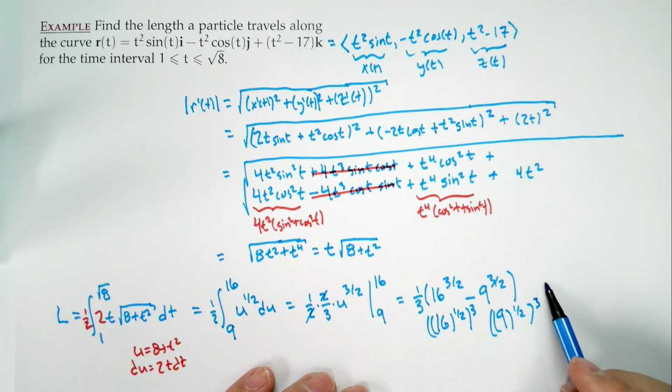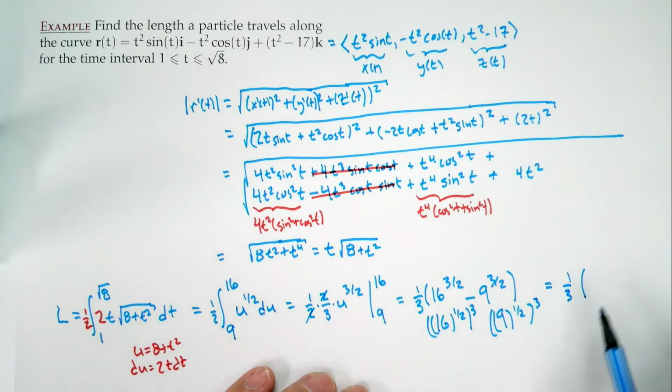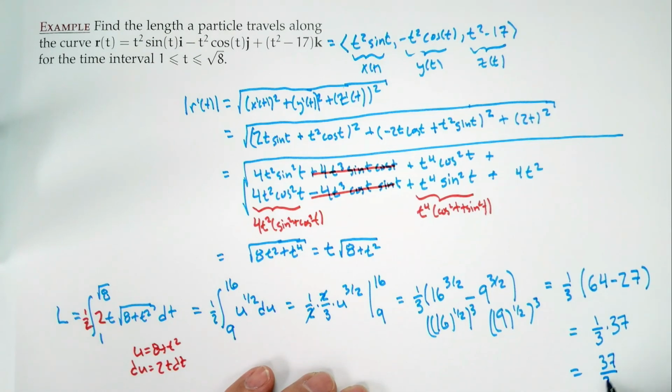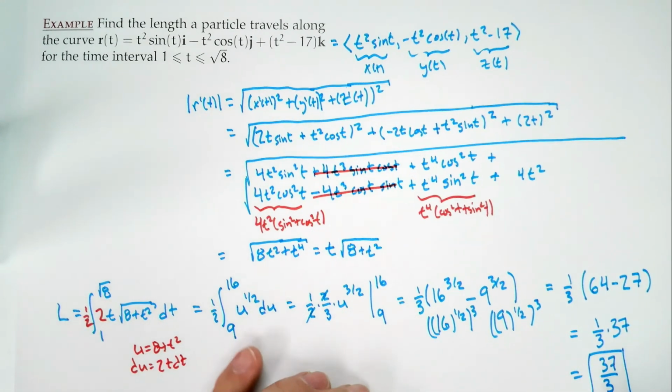All right, so what would that be? So that's 1/3. 16 to the 1/2 is 4. 4 cubed, 64. 9 to the 1/2, 3. 3 cubed, 27. So 64 subtract 27. Well, that would be 1/3 times 37. Or I guess we would write it as 37 over 3. And so therefore, that's how far we traveled.